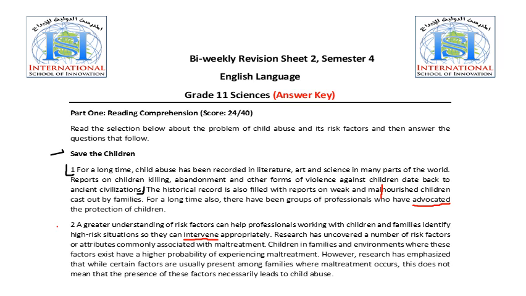Research has uncovered a number of risk factors or attributes commonly associated with maltreatment. Again, when you see the prefix mal, M-A-L, it means bad: maltreatment, bad treatment; malnourished, badly nourished or fed. Children in families and environments where these factors exist have a higher probability of experiencing maltreatment. However, research has emphasized that while certain factors are usually present among families where maltreatment occurs, this does not mean that the presence of these factors necessarily leads to child abuse.